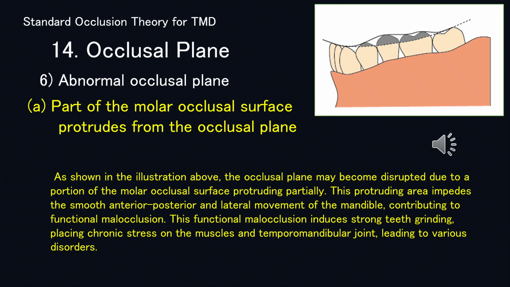A. Part of the molar occlusal surface protrudes from the occlusal plane. As shown in the illustration above, the occlusal plane may become disrupted due to a portion of the molar occlusal surface protruding partially. This protruding area impedes the smooth anterior, posterior, and lateral movement of the mandible, contributing to functional malocclusion. This functional malocclusion induces strong teeth grinding, placing chronic stress on the muscles and temporomandibular joint, leading to various disorders.